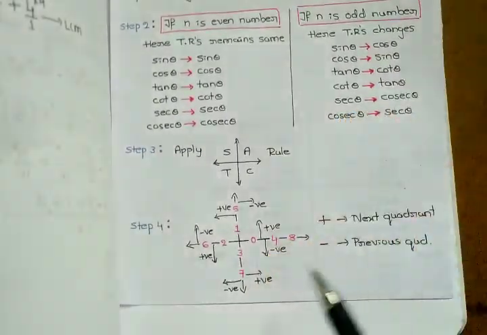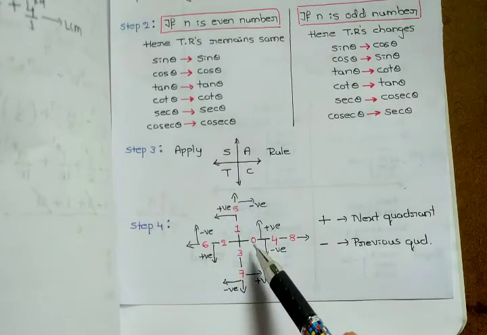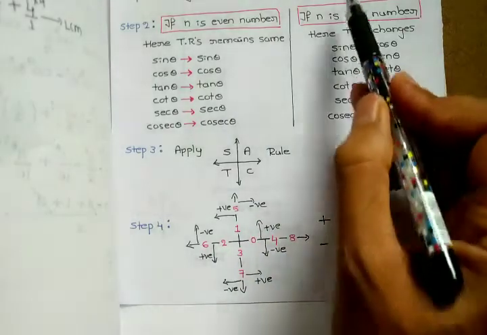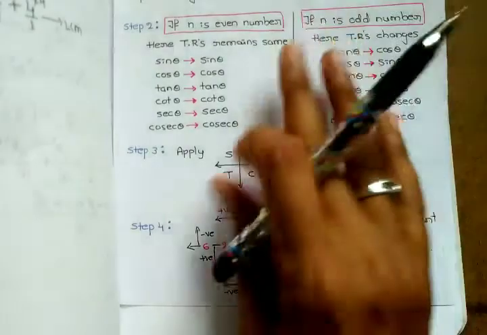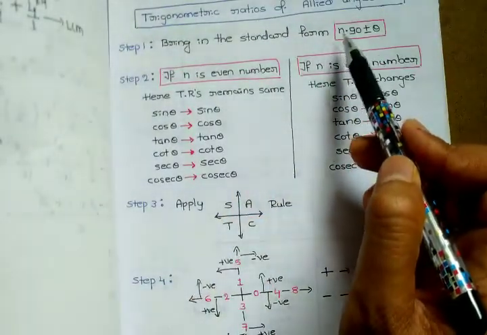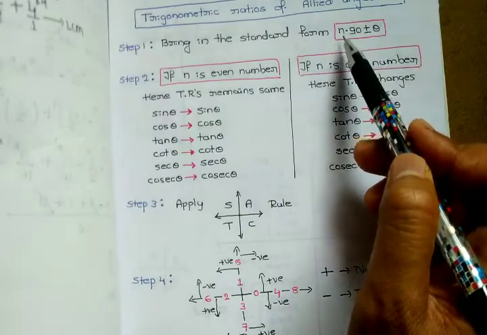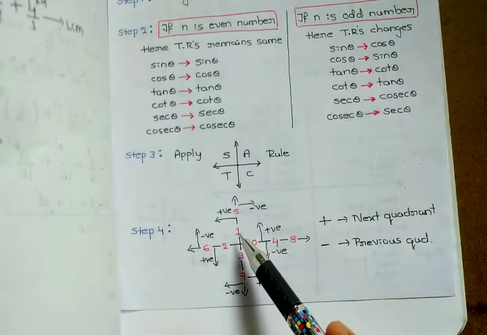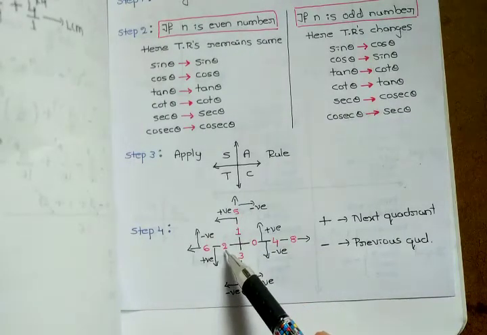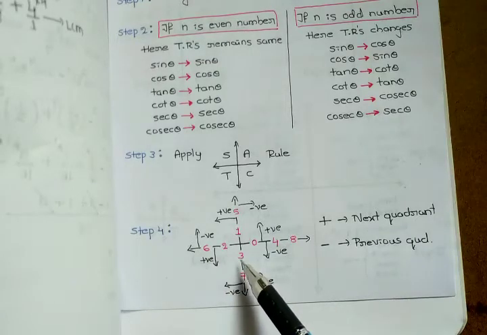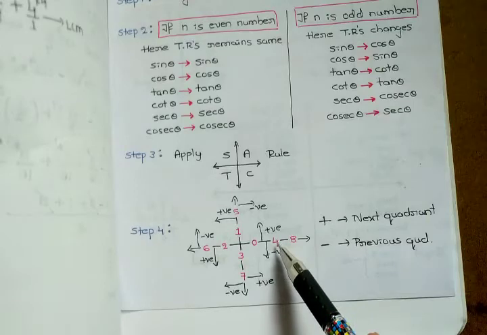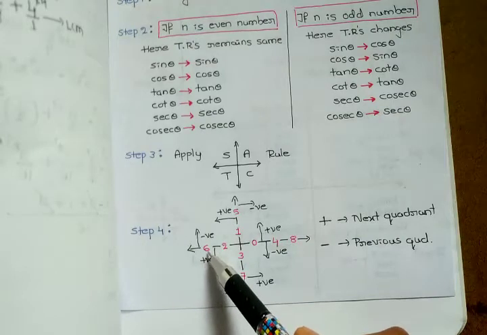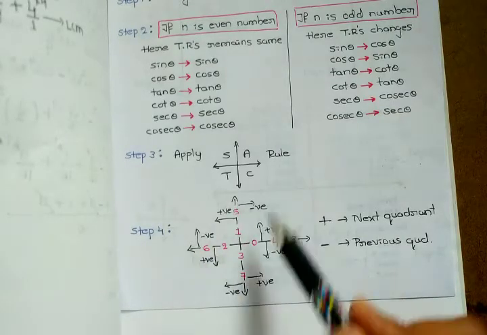Next, third point, you have to apply this rule. Here 0 means 0 degree, and multiples of 90 I am going to take. So 1 into 90, 2 into 90, 3 into 90, n into 90. 0 means 0 degree, 1 into 90 means 90 degree, 2 into 90 means 180, 3 into 90 means 270, 4 into 90 means 360, like that. 5 into 90, 6 into 90, 7 into 90, 8 into 90, and so on.